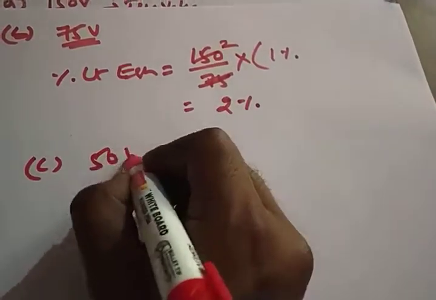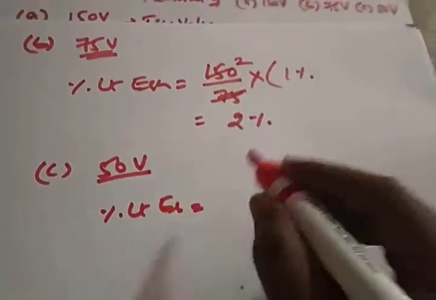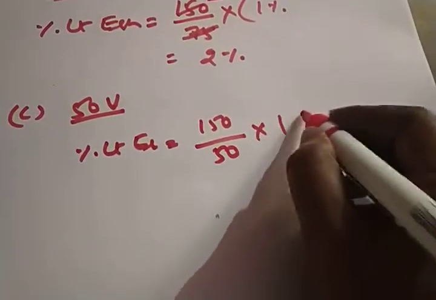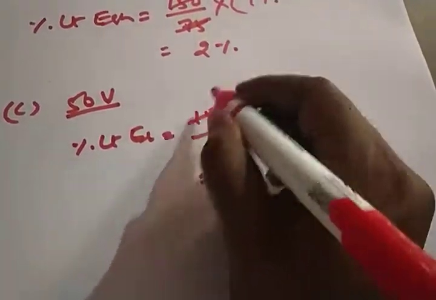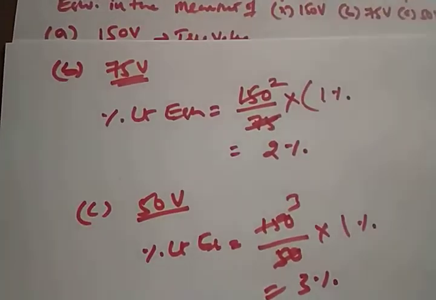And what is the true value again? For 50 volts, what is the percentage limiting error? That is equal to full scale 150 by true value 50, into the percentage accuracy 1%. That is equal to 3%. So this is the percentage limiting error.